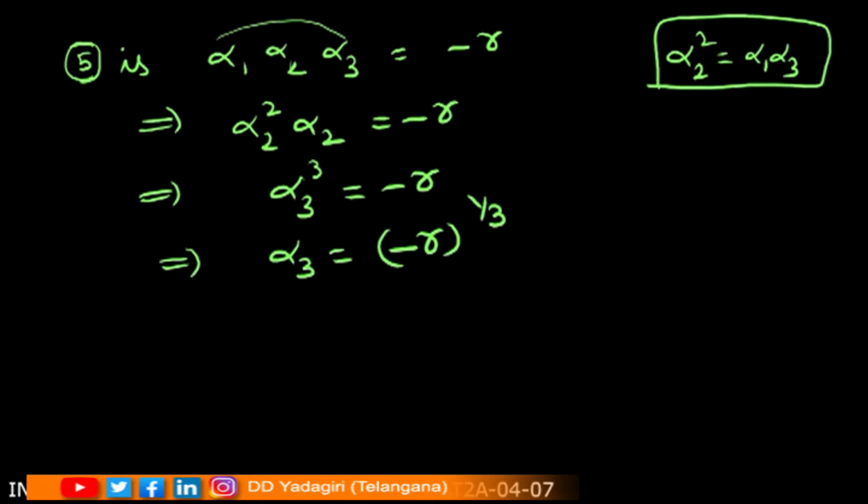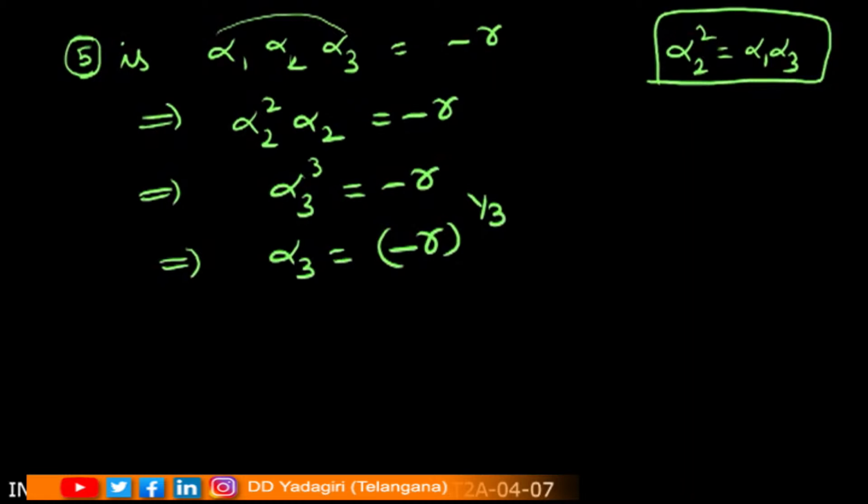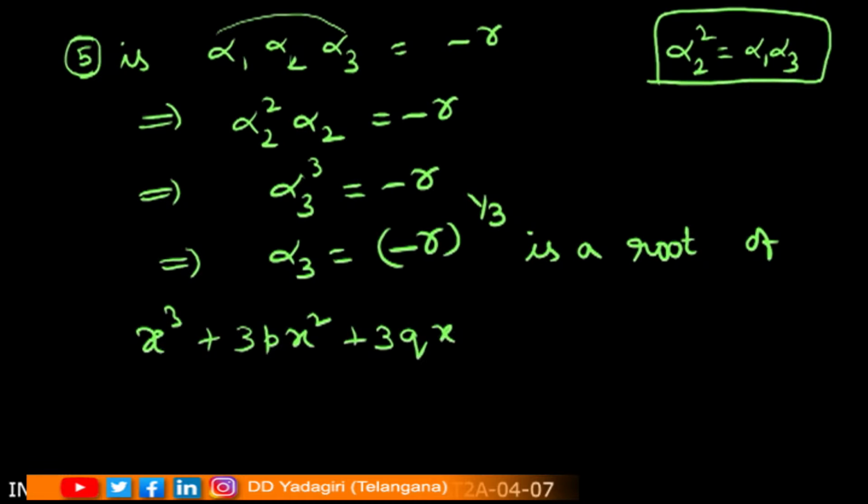Okay, now this is a root of the given equation. Alpha 2 is equal to minus r whole to the power of 1 by 3 is a root of x cube plus 3p x square plus 3q x plus r is equal to 0. Again, by the same logic, because this is a root of this equation, it has to satisfy this equation.